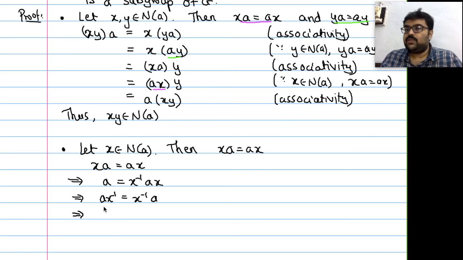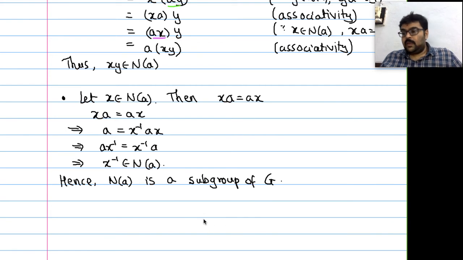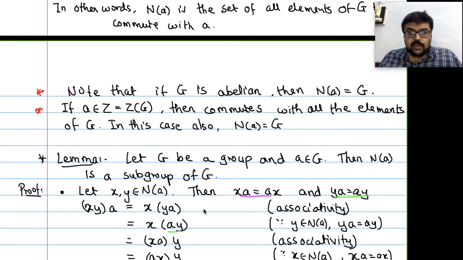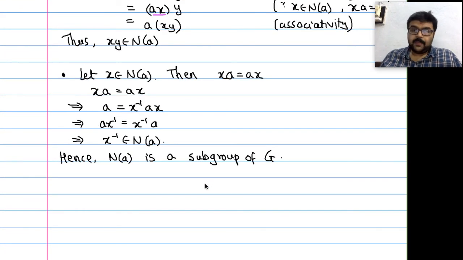AX inverse equals X inverse A. That means X inverse commutes with A. So X inverse is in the normalizer of A. So every element has an inverse. Hence N_A is a group. In fact, it is a subgroup of G.